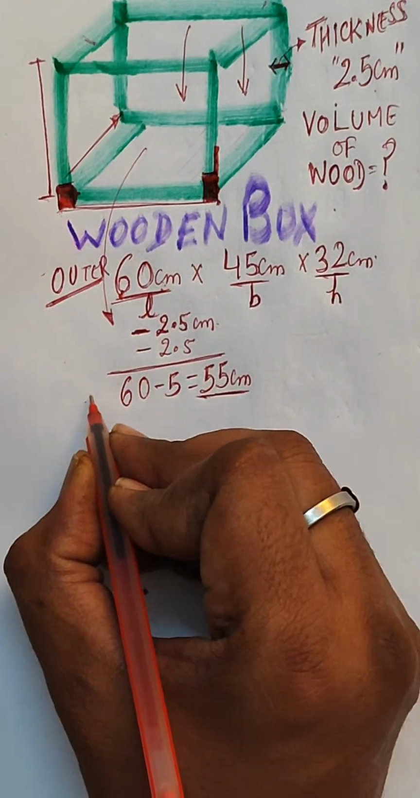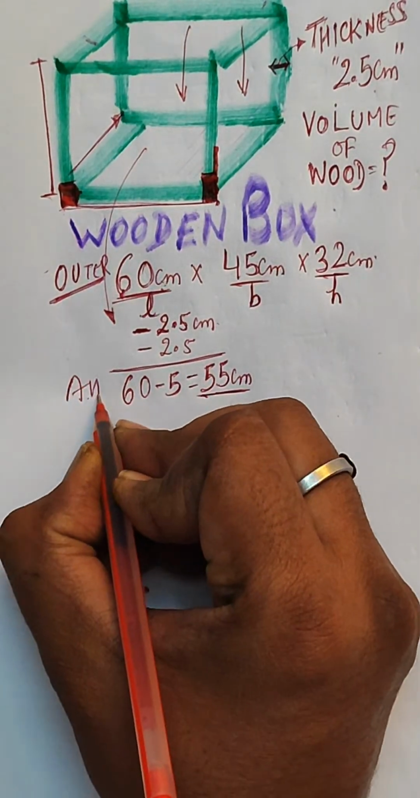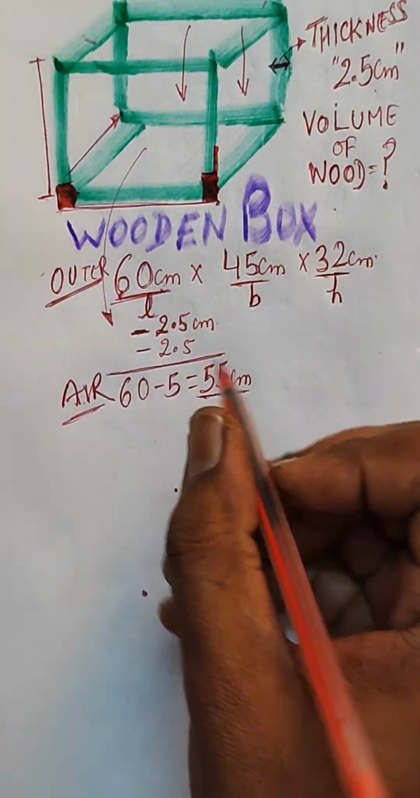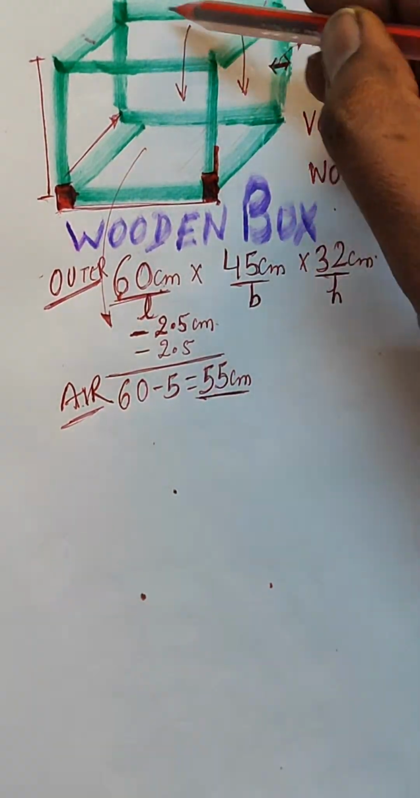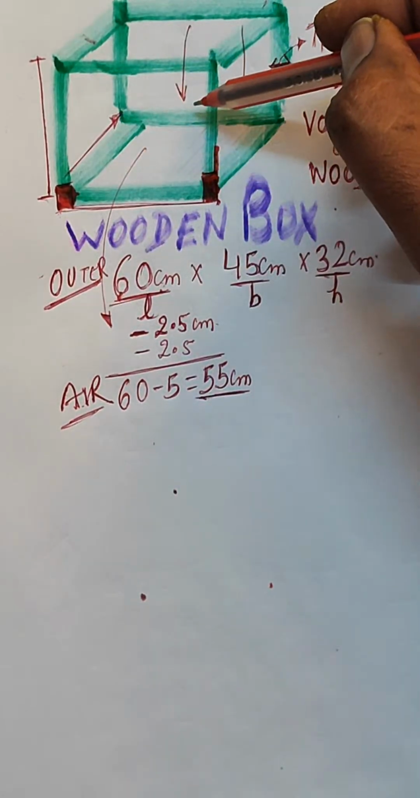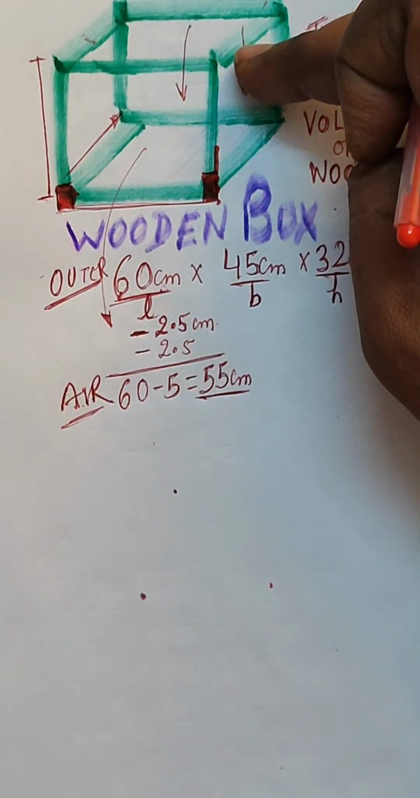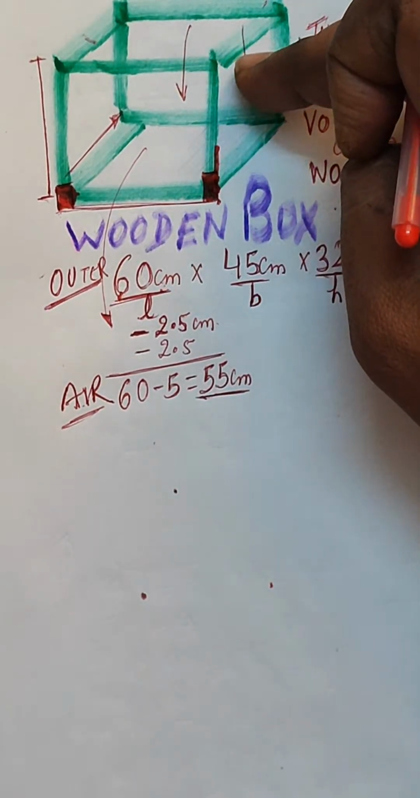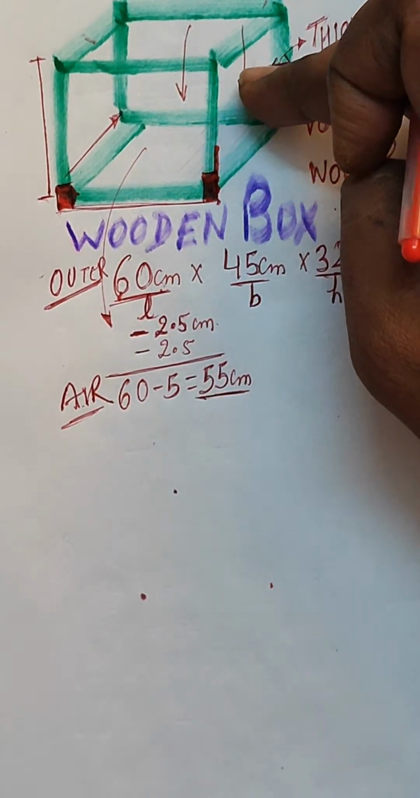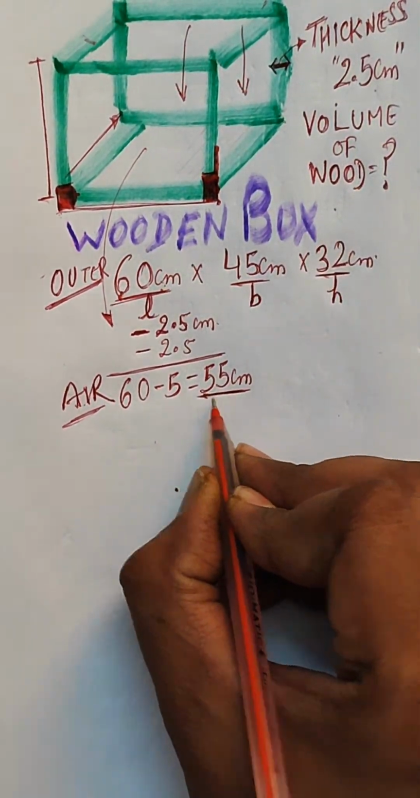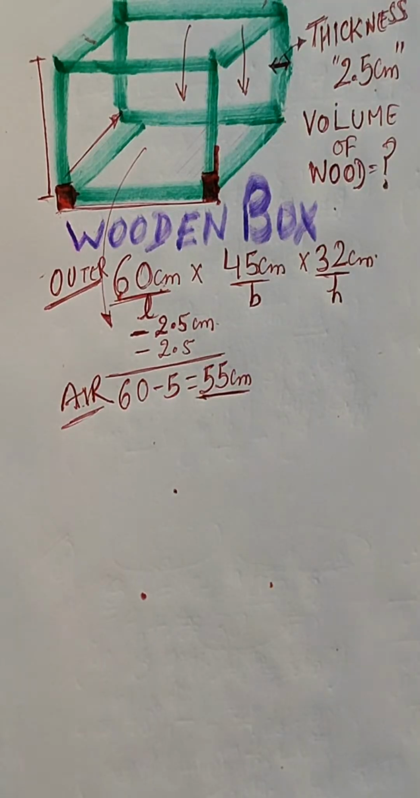This is, let me say, an air box. Air box, why am I writing it? Because the box which is inside this wooden box is vacant, okay. I'm just pre-assuming a space which is available for you to use, right? So the length will be 55 centimeter, right?